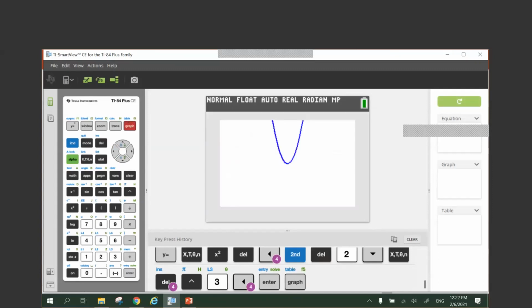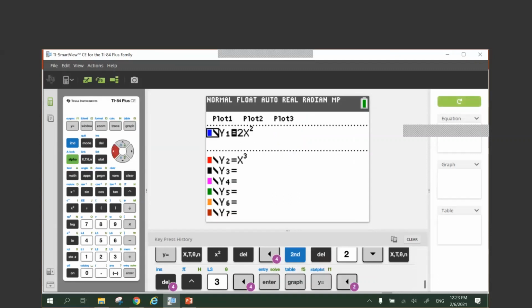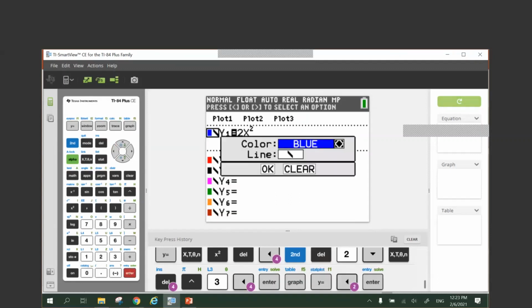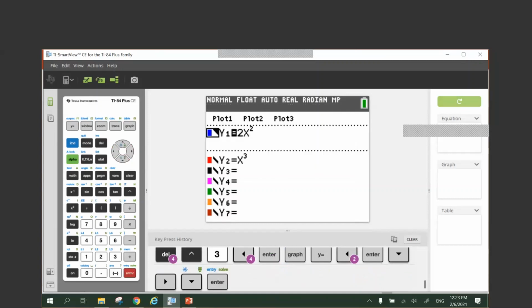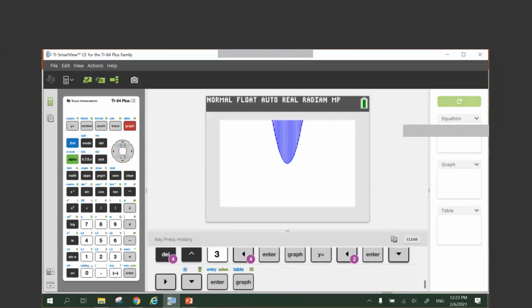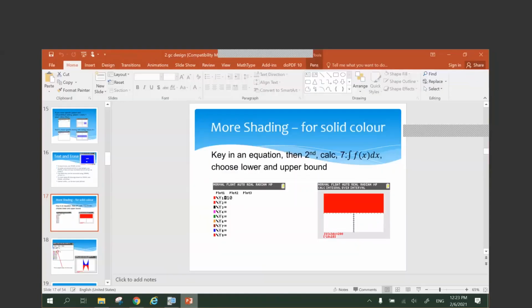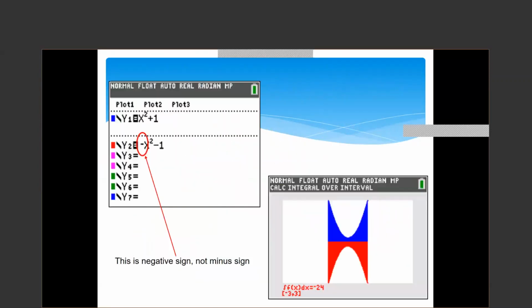Then if I go to the front, press enter, you can change the color. I shall just keep the color, but I would like to do the upper part shading. So see what happened? You can also do the lower part shading. So back to my PowerPoint. Take note of the difference between the negative sign and the minus key. If you key wrongly, they will give you an error message. So this one I'm done.